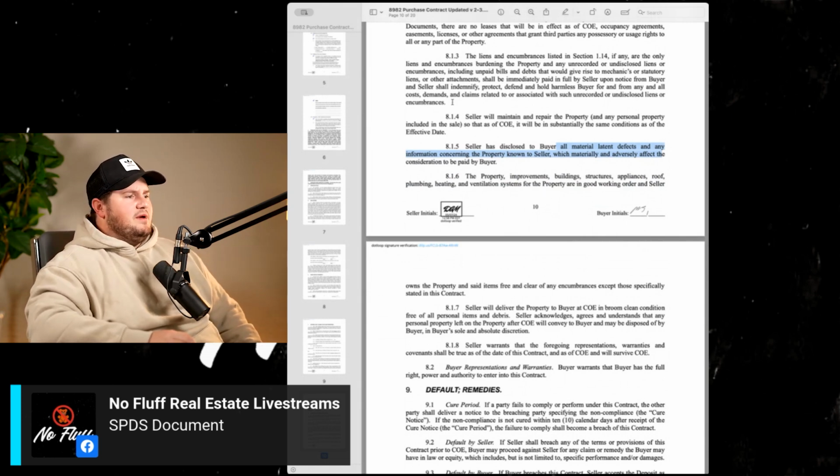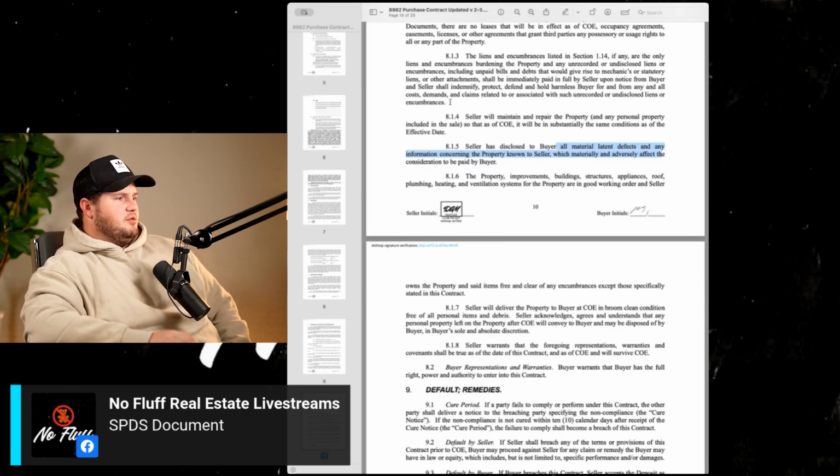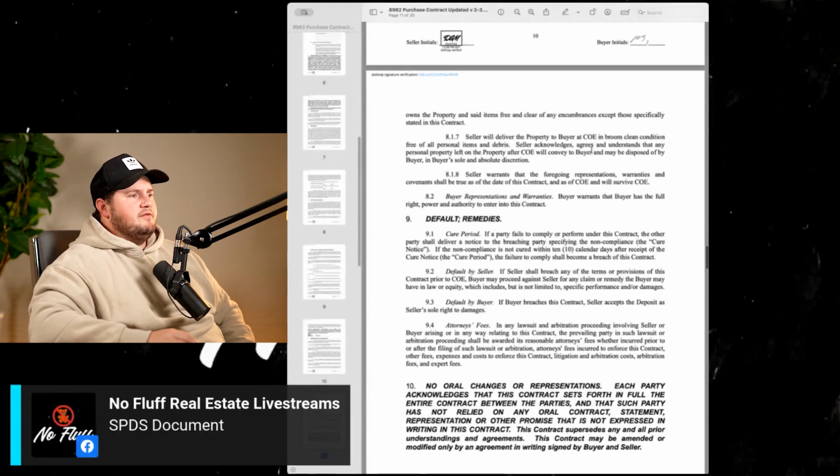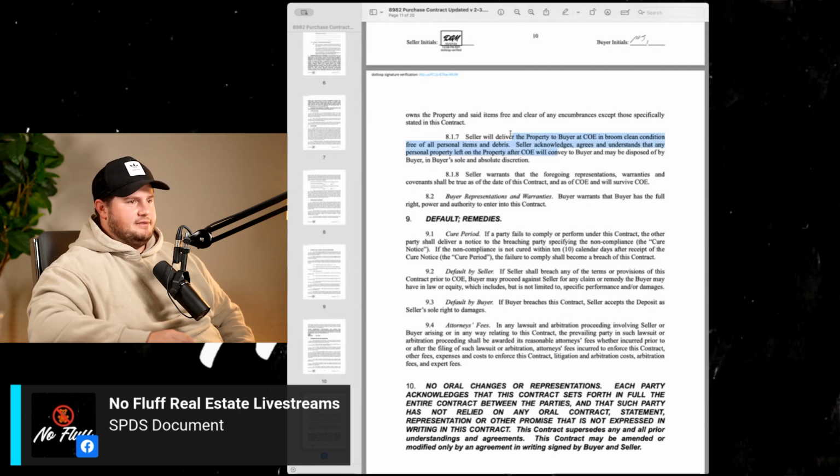The property improvements, buildings, structures, appliances, roof, plumbing, heating, and so on, are all in good working order. Normally that's addressed in the SPUDS documents anyways. The seller will deliver the property to buyer at close of escrow in broom clean condition. This is really like, meh, whatever. This rarely happens, honestly, but it's in there.